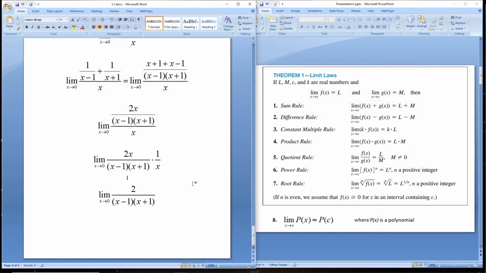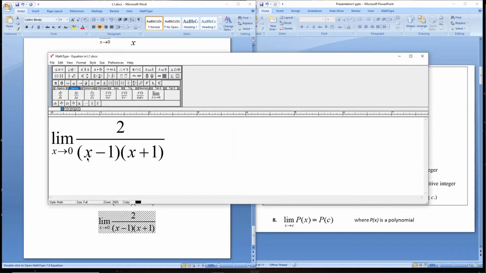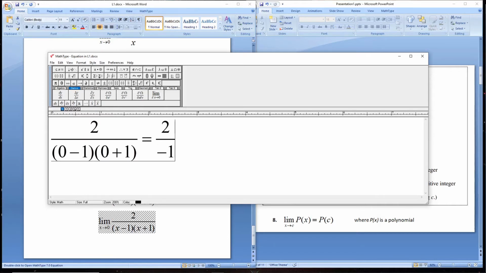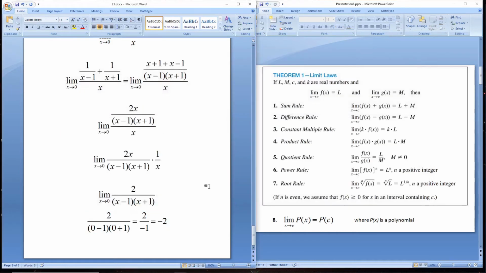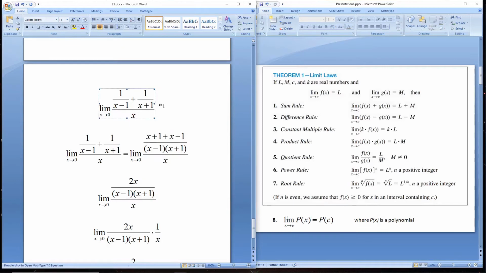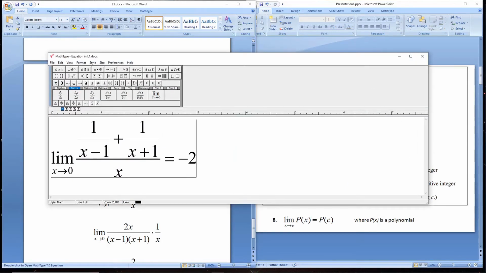So we had something cancel. Maybe that did something. Let's check it out. And to check it out means we're going to plug the number in and see if we are no longer in the indeterminate state. So let's plug in 0 for the x's and see if we get a number. So we'll have 2 over minus 1 times 1. And that's our answer. This limit up here equals minus 2.